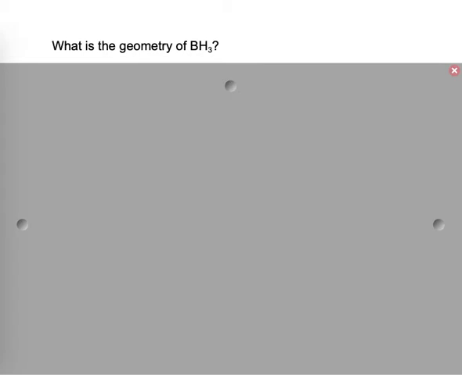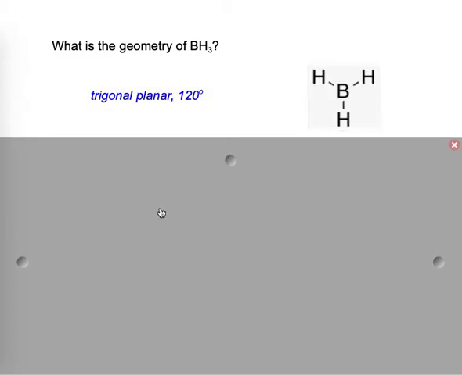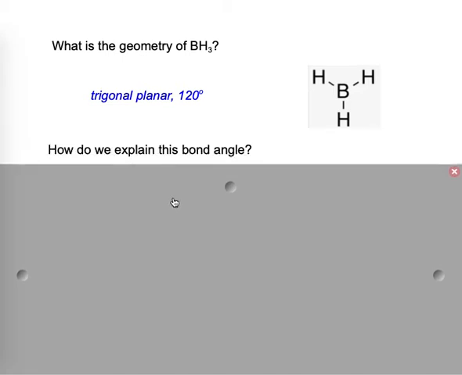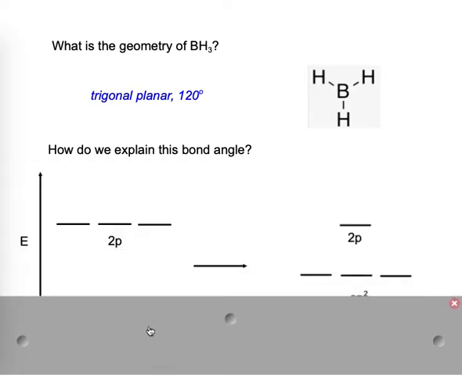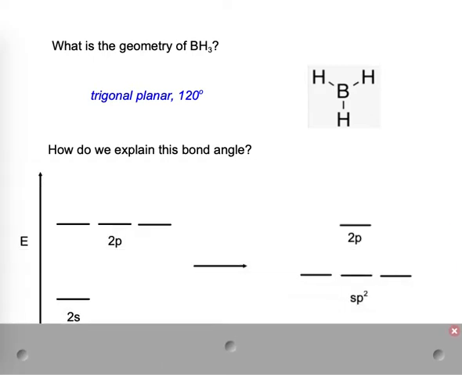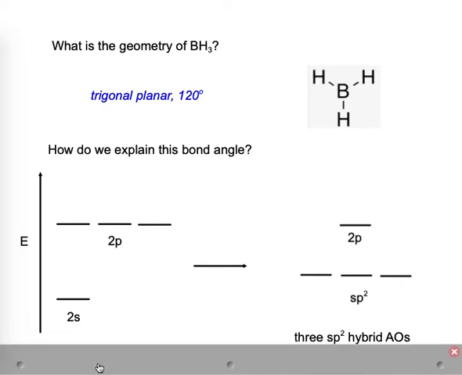What about borane, BH3? Draw the Lewis structure. You will see that borane is trigonal planar, and it has bond angles of 120 degrees. Once again, how do we explain this bond angle? Well, we will use hybridization of a slightly different sort. We will start with boron, which contains 3 electrons, 2 in the 2s and 1 in the 2p.